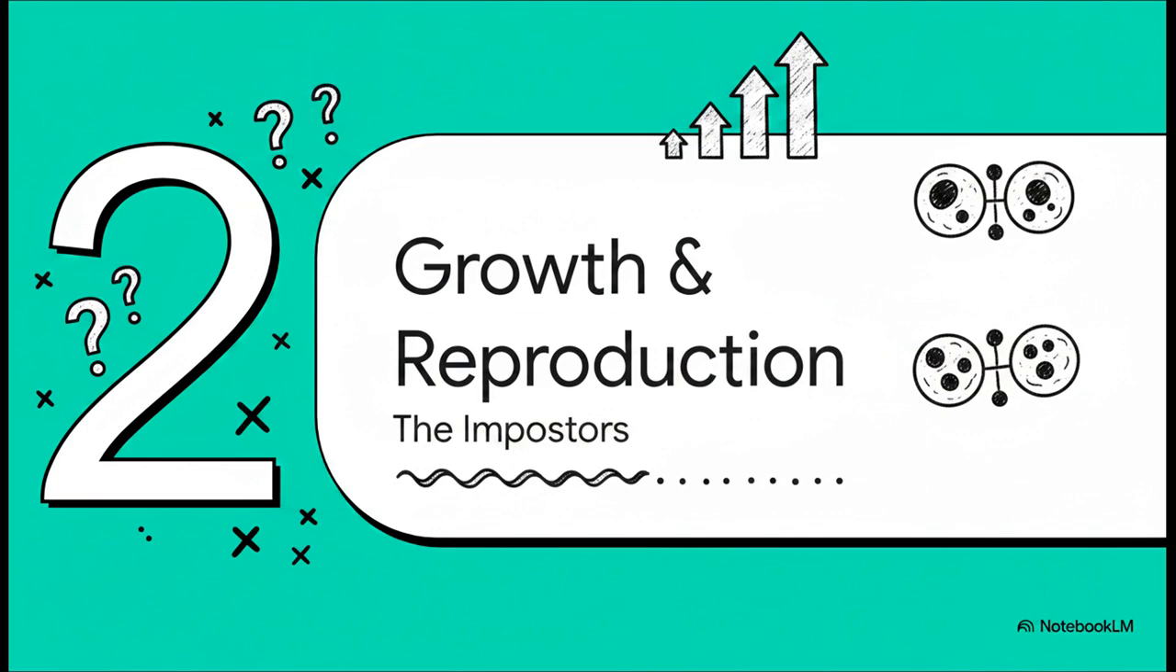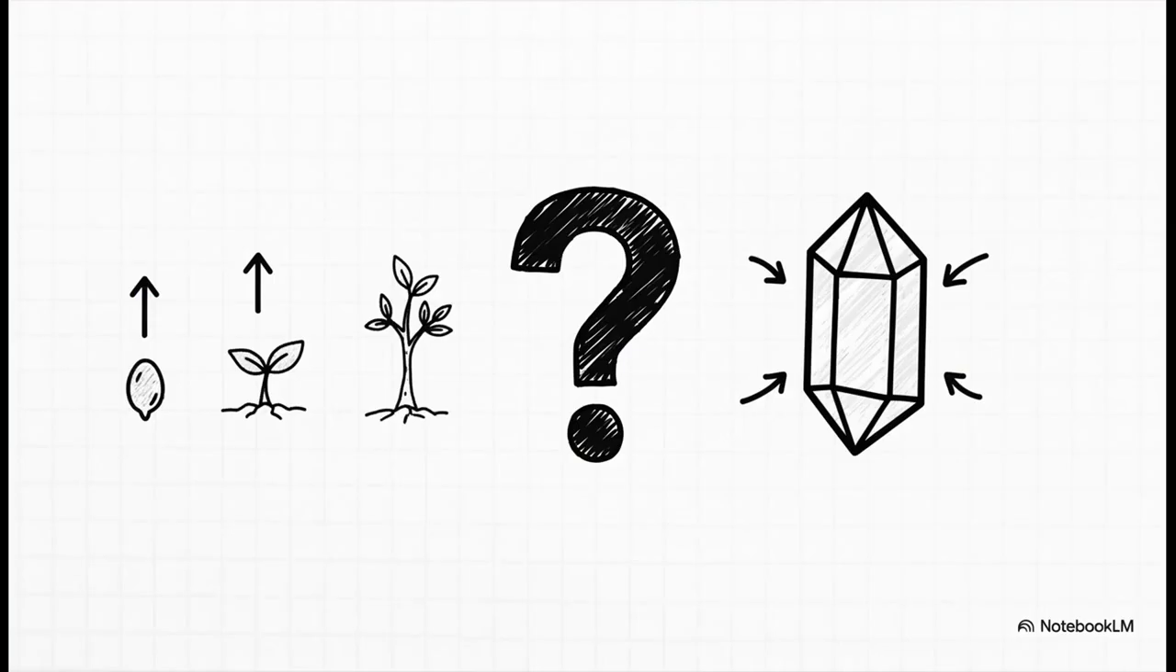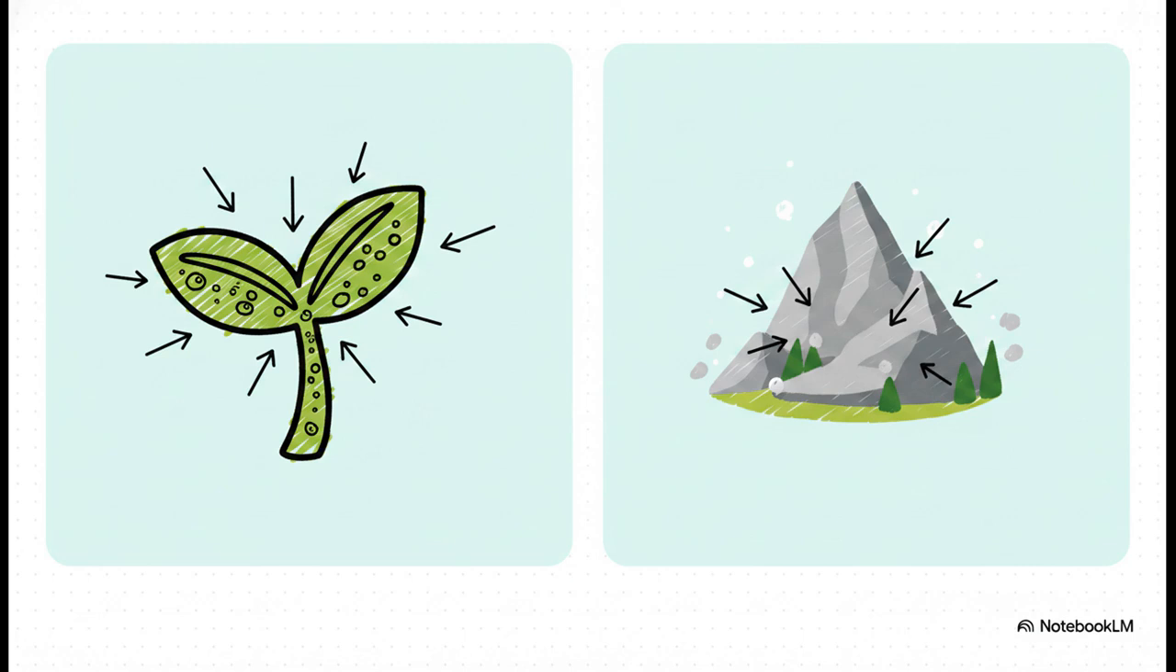So let's put the two most common answers to the test, growth and reproduction. Do they hold up? Okay, first suspect, growth. I mean, it makes sense, right? A tiny seed grows into a huge tree, a baby grows into an adult, everything alive seems to grow. But there's a catch. See, the secret here is how things grow. Living things, they grow from the inside. They make more cells, and that's what makes them bigger.